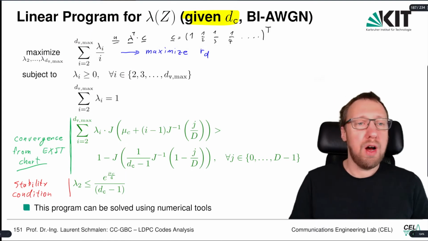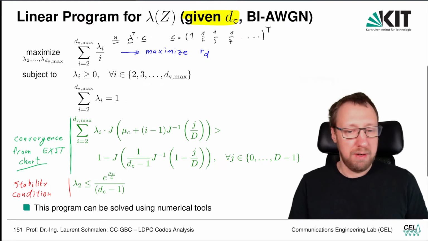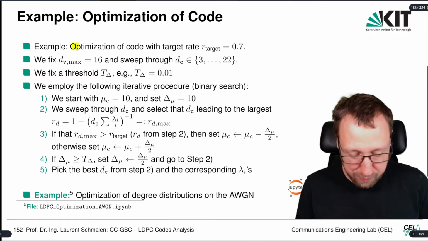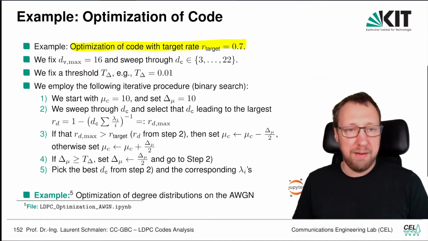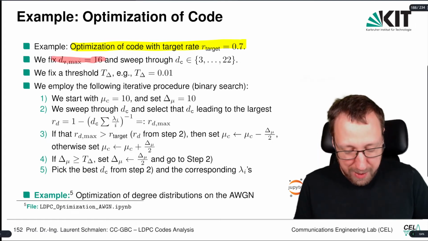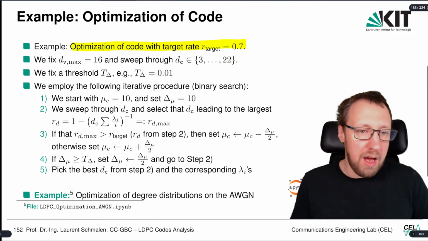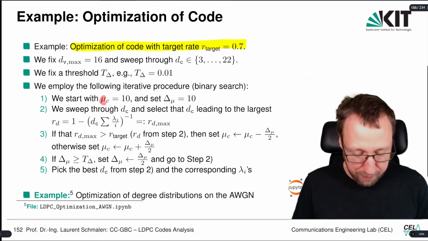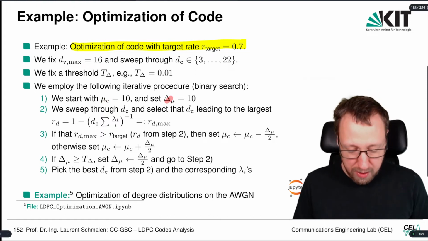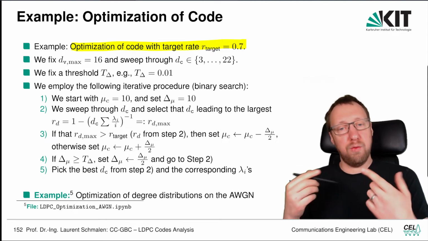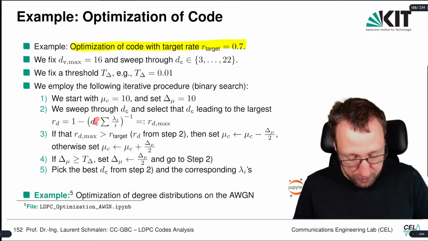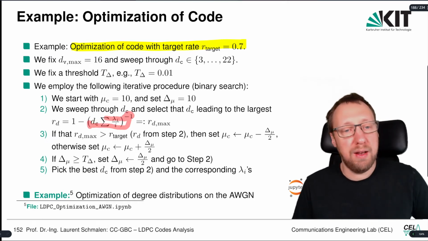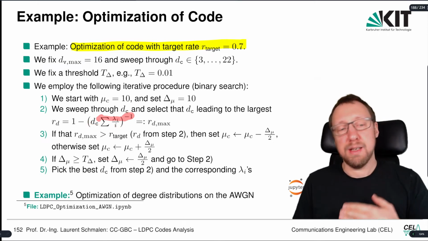Okay, so now how do we do this for the optimization of the code itself? Again, we use an example, and we look at the very same example as we had before. We'd like to optimize the code of target rate 0.7. We fix DC max or dv max, and then we sweep through DC. We can fix a threshold T delta, and then we just use a binary search. So we start with a given mu-c, start with a given delta mu, and then we sweep through the different DCs, and select the one that leads to the largest rate. You can see the rate expression. If we increase DC, this term, because of the exponent -1, will decrease. Then we have a minus sign, so the rate will increase.